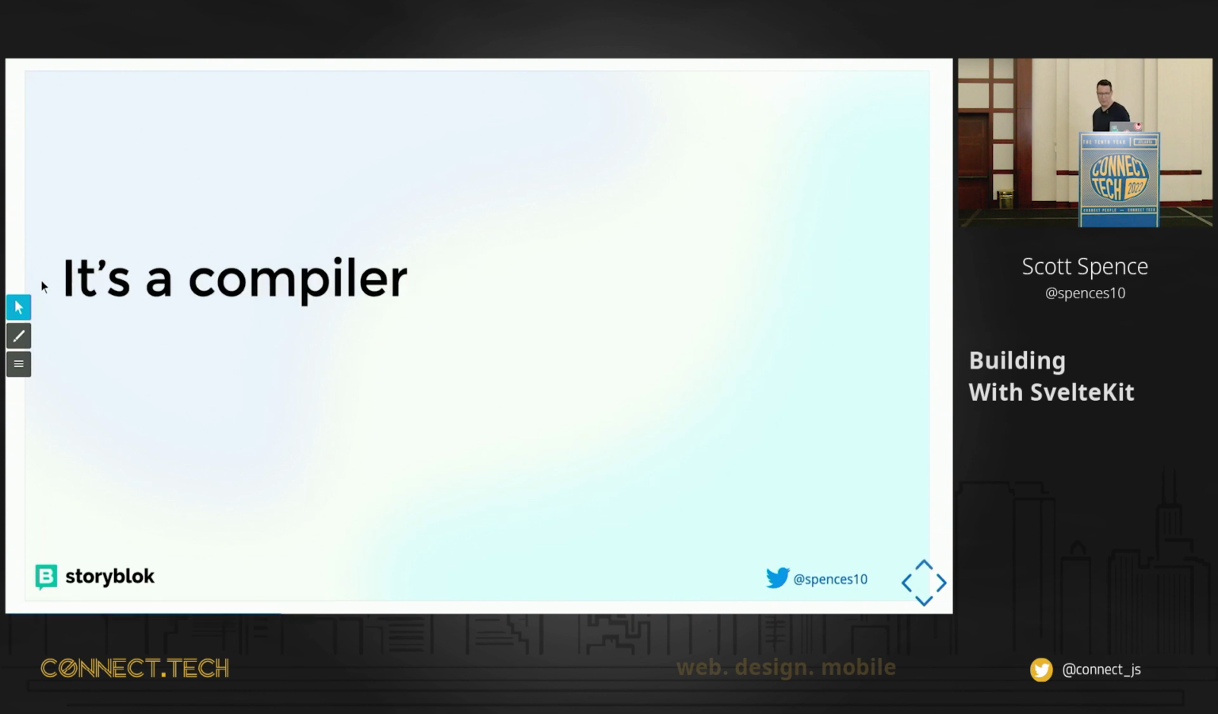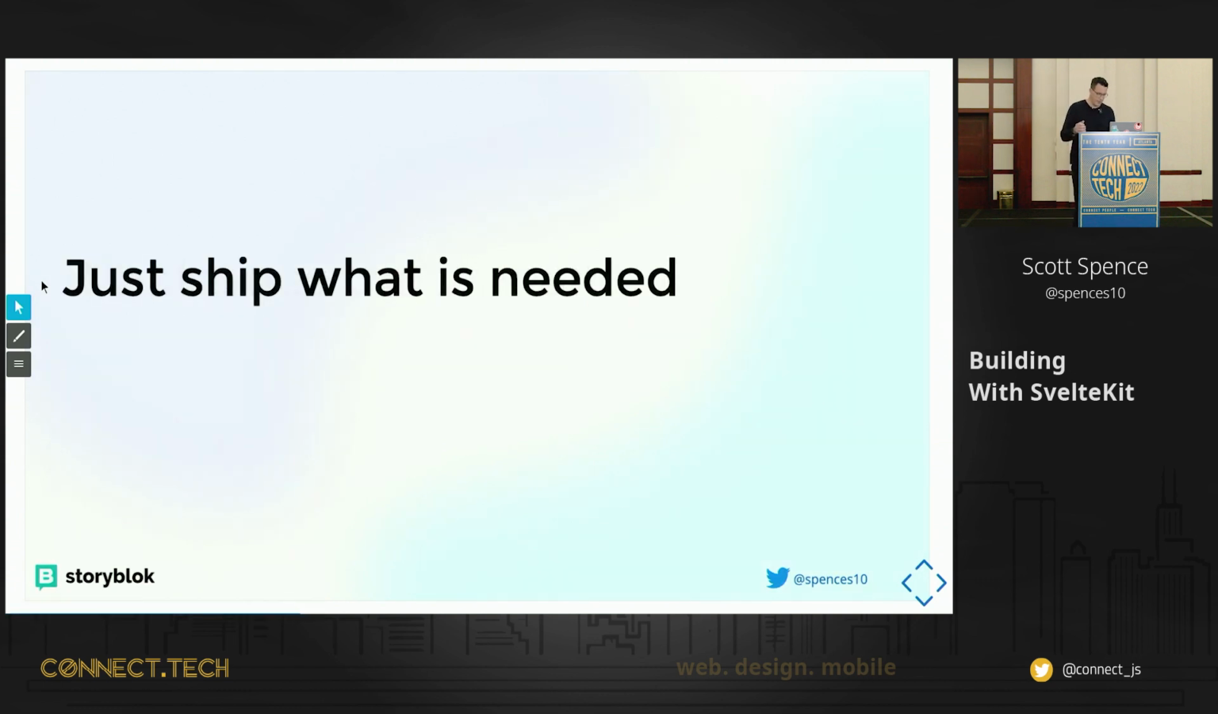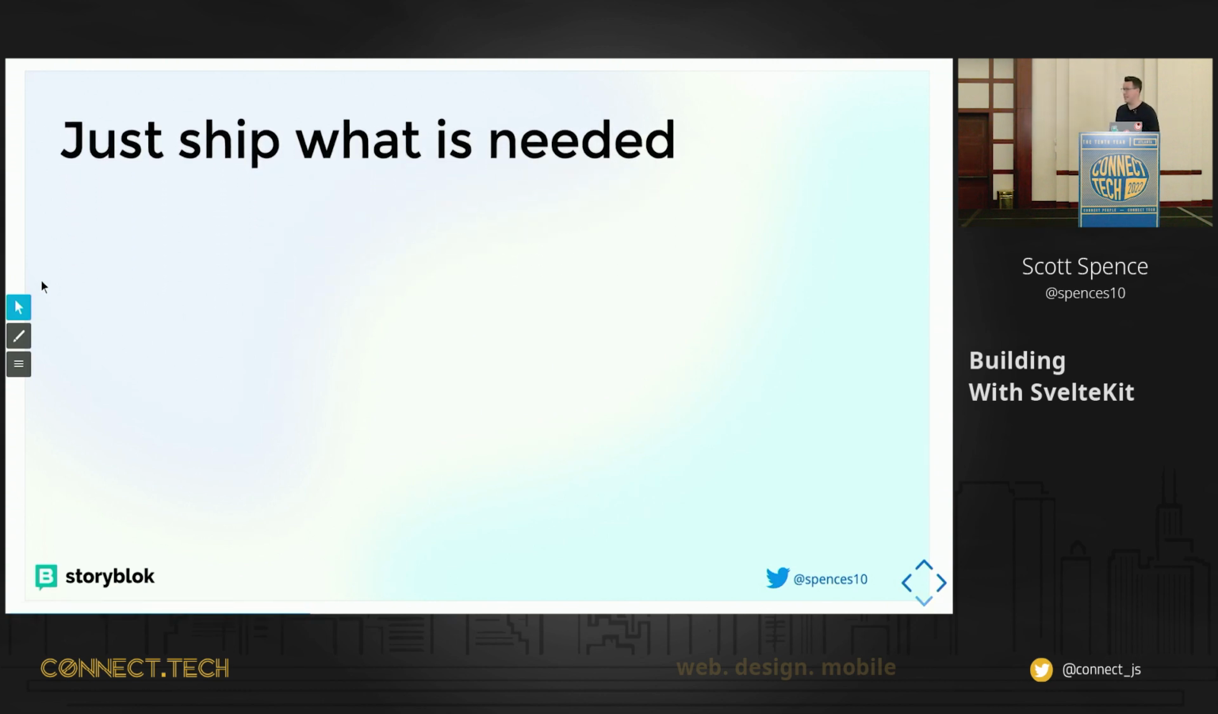So how is Svelte different? It's a compiler. So that means we don't need to ship the framework runtime to the browser like you do with React and Vue. So with a compiler, you're just shipping what is needed, because Svelte understands before the project is built what needs to be done, and it just ships exactly what is needed.